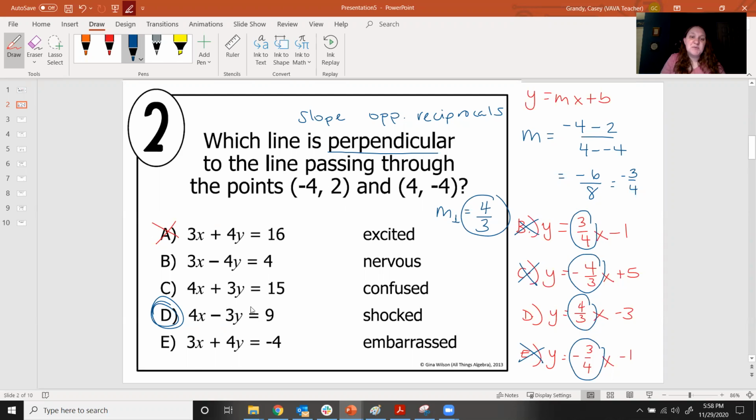So the line that is perpendicular to a line that goes through these 2 points is 4x minus 3y equals 9. Notice that I didn't care what the y-intercept was. The y-intercept has nothing to do with the parallel or perpendicularness of the lines. All that matters is the slope.